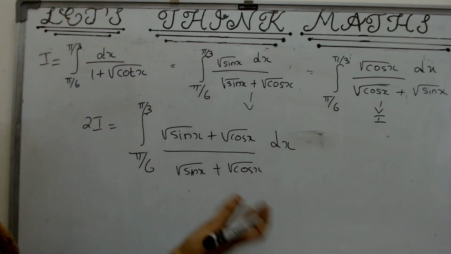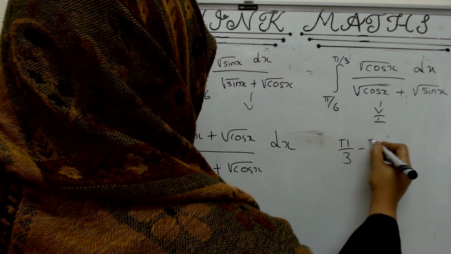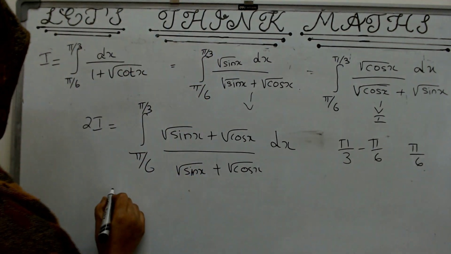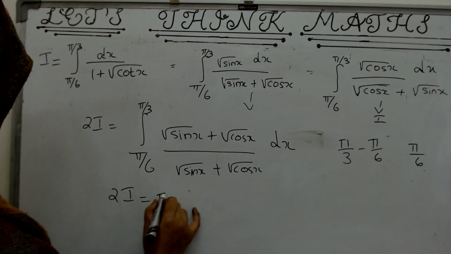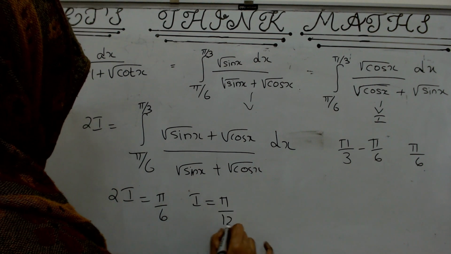On integration it will give you x, and then applying the values you will get pi by 3 minus pi by 6, which is pi by 6. But then it is 2i, which is pi by 6. But what is I? It will be pi by 12. This will be your answer.